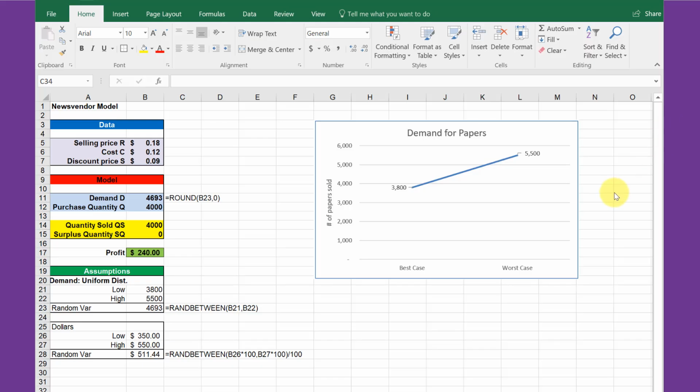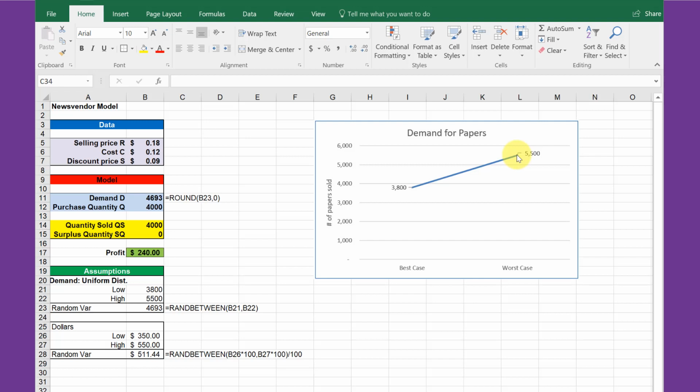If the historical demand for papers was a continuous distribution, in this case, the newsboy had records that showed that the demand for papers that he sold ranged from a low of 3,800 up to a high of 5,500. That appears to be a continuous distribution, but it is a uniform distribution in that it's a straight line connecting the low and the high. So we need to model it a little bit differently.